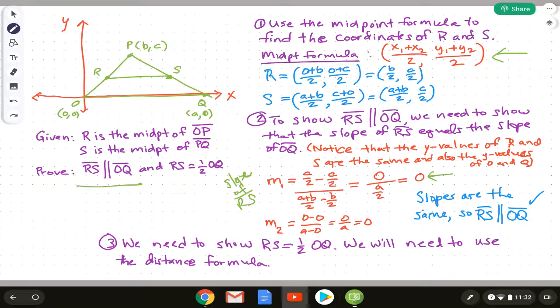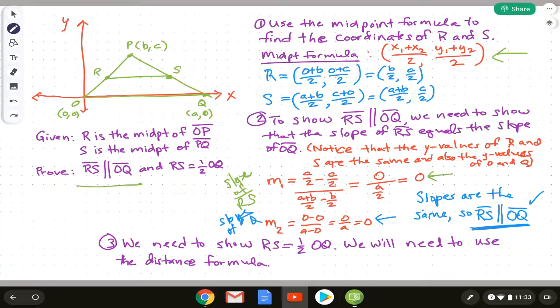And then M2, I was calling that the slope of OQ. Again, I subtracted the y values on top, 0 minus 0. In the denominator, I subtracted the x values, A minus 0, so I got 0 divided by A, which is 0. Their slopes were the same, which tells me that RS is parallel to OQ.